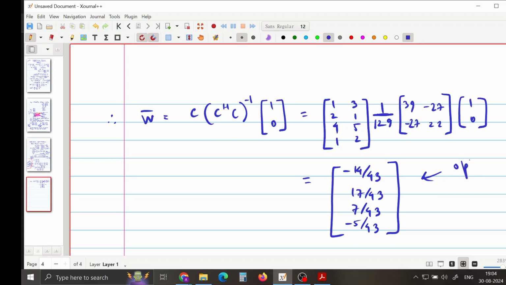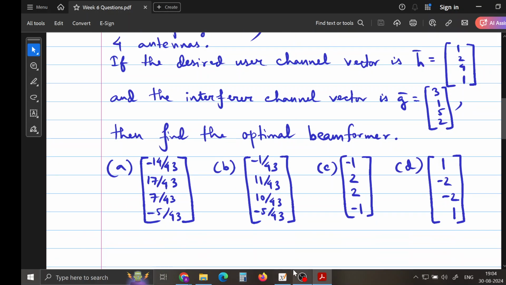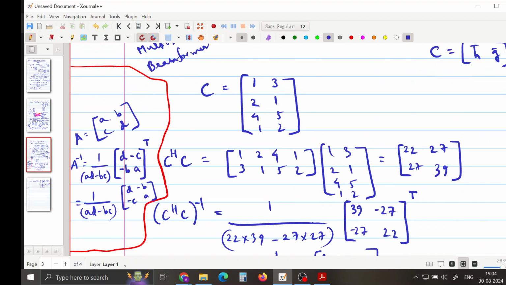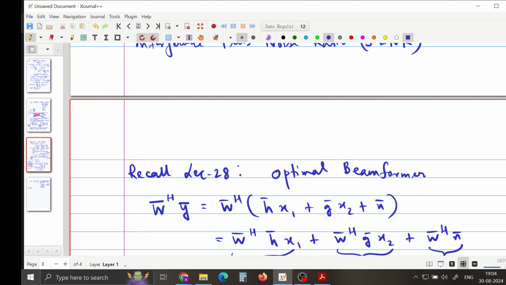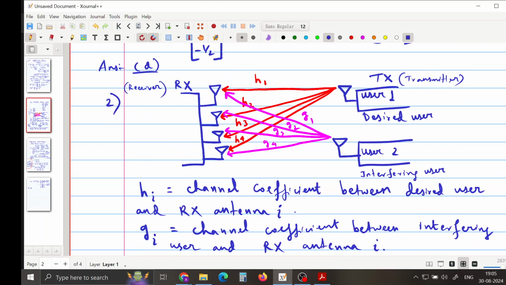This vector is my optimal beamforming. And it turns out that the correct answer is option A. So any questions for this? How we did the calculation and all?